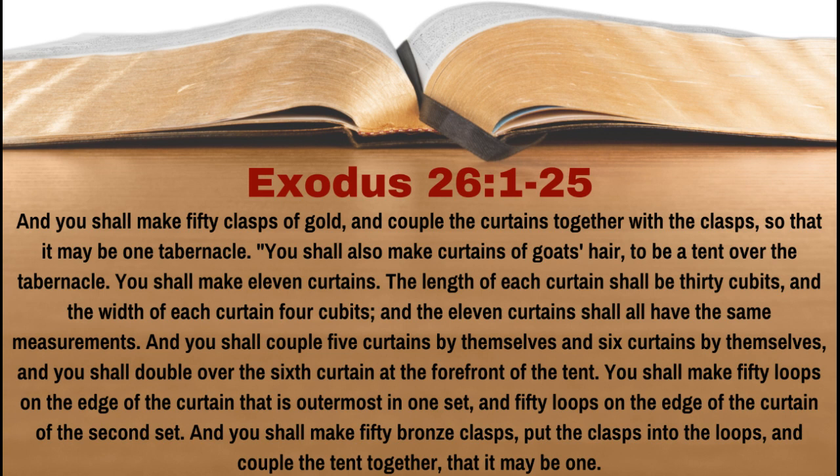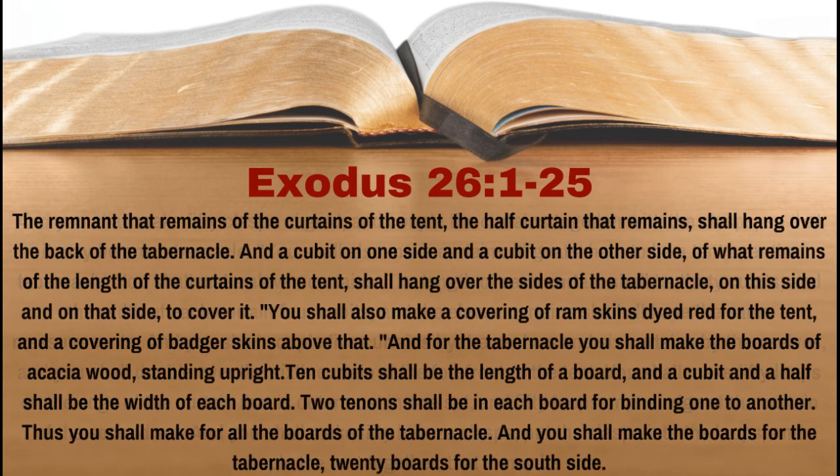And you shall make 50 bronze clasps, put the clasps into the loops, and couple the tent together, that it may be one. The remnant that remains of the curtains of the tent, the half curtain that remains, shall hang over the back of the tabernacle. And a cubit on one side and a cubit on the other side of what remains of the length of the curtains of the tent shall hang over the sides of the tabernacle, on this side and on that side, to cover it. You shall also make a covering of ram skins dyed red for the tent, and a covering of badger skins above that.